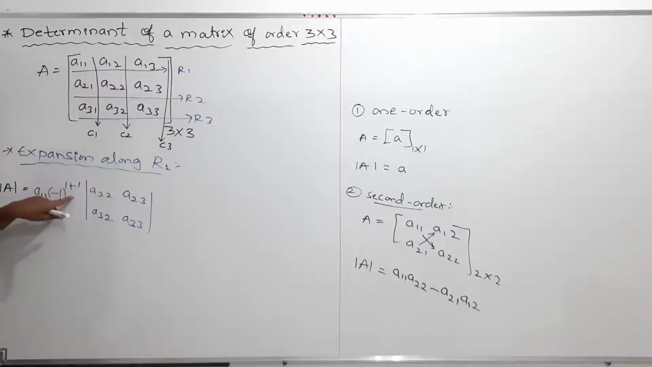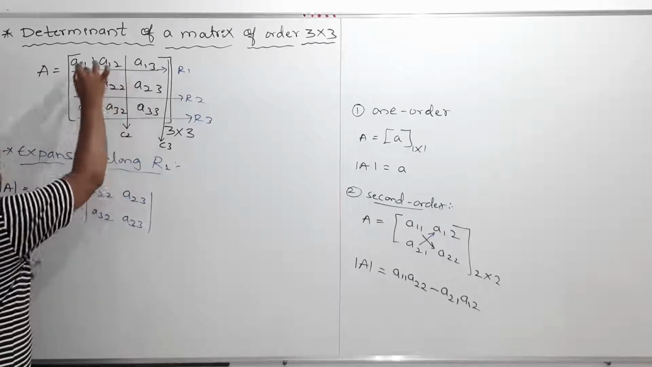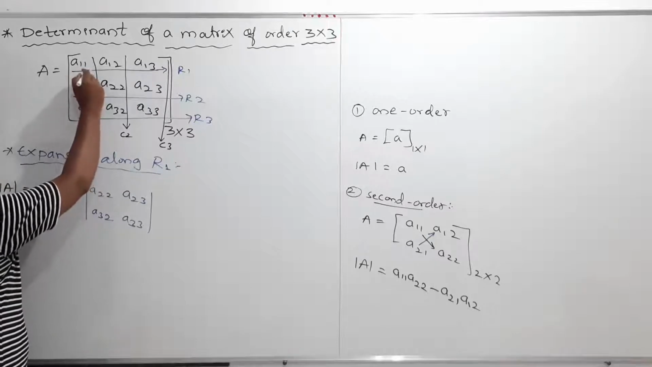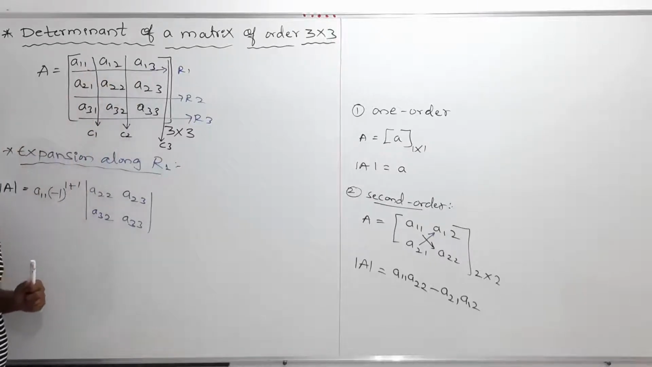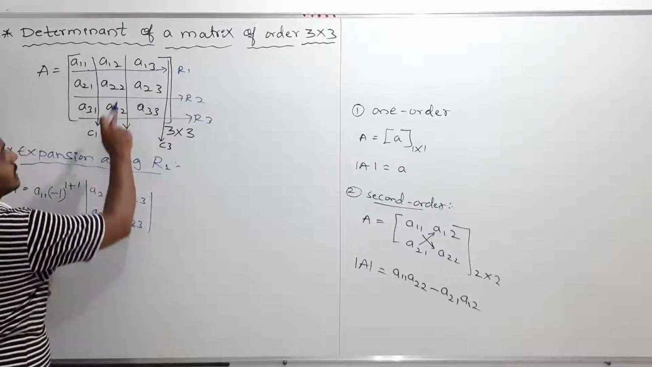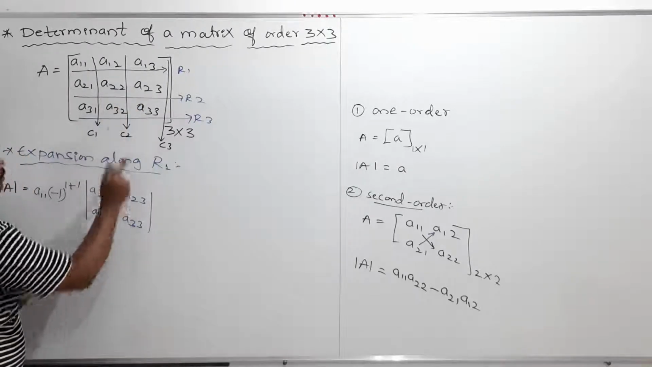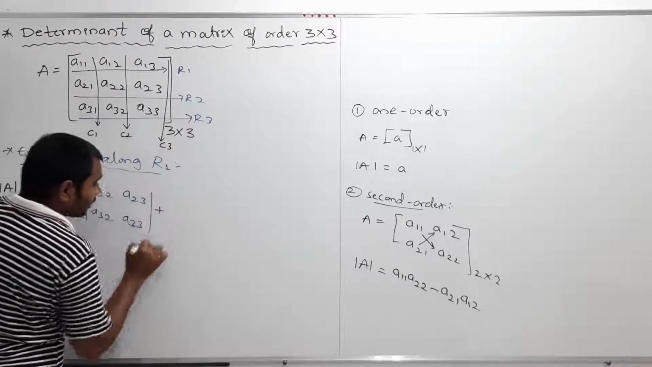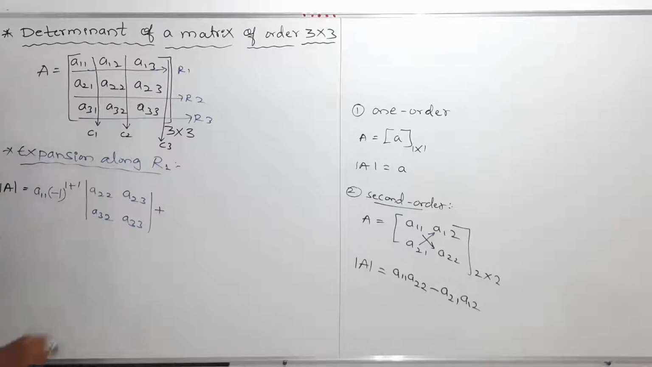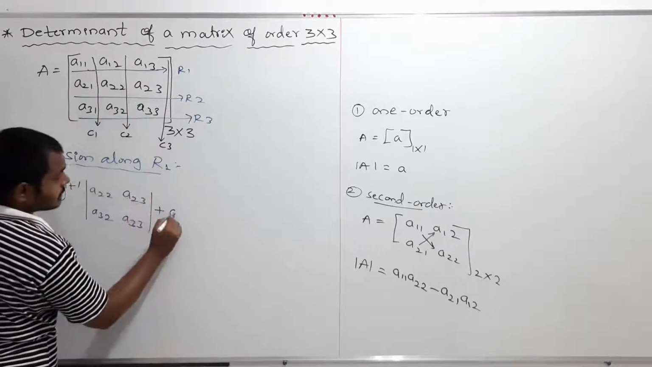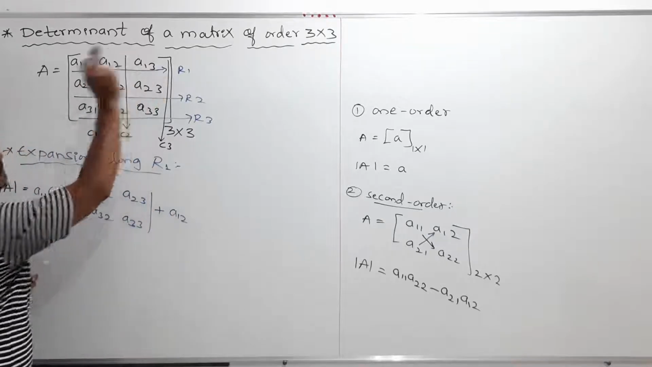So A11, you should take the first element, and next you should multiply with (-1) to the power of the sum of the suffixes. After taking this, you should leave the first row and first column, that is where the A11 element lies, that row and that column you should leave, and then you should consider the determinant of the remaining elements. The remaining elements are A22, A23, A32, A33. Clear? And next, the condition is plus. Again you should add, that is, to this element you should add plus. Take the second element of the first row again.